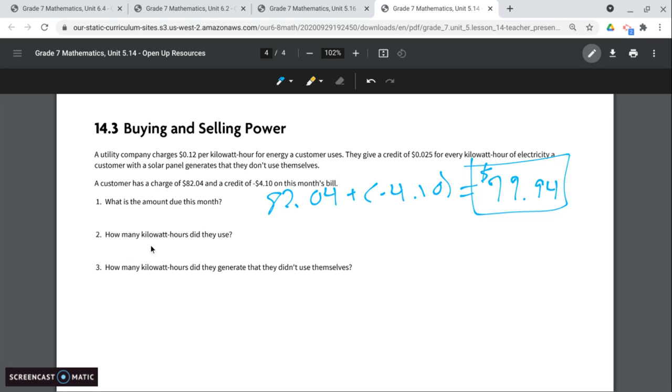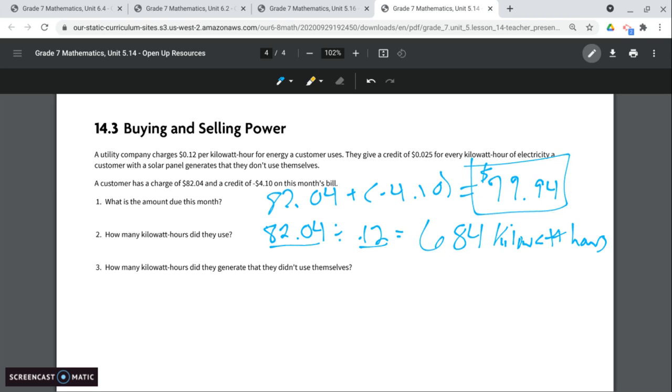For number 2, how many kilowatt hours did they use? So how we're going to find this is by taking that 8204 and dividing it by the 0.12. So 8204 divided by the 0.12, because this is how much we paid, and this is how much it was per kilowatt hour. So if we divide them, it's going to give us about 684 kilowatt hours.